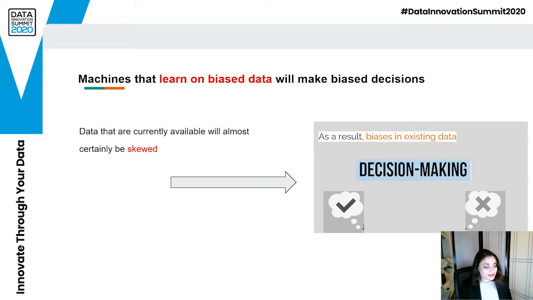So what I mean by that is, the data that are currently available will almost certainly be skewed because of, number one, the incompleteness in the data. Number two, the inaccuracy in the existing data set. And number three, the past decision-making that is already embedded in your data. As a result, the biases in the existing data and the decision-making are likely to be perpetuated and even exacerbated by these automated systems that are going to make decisions in place of human decision-making.